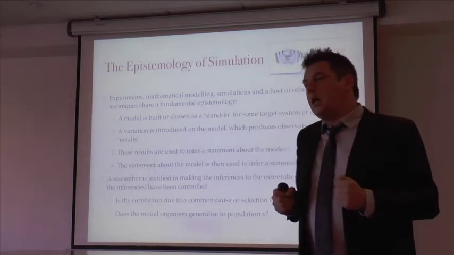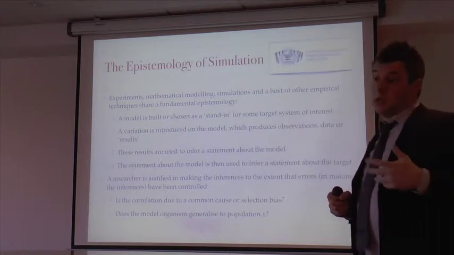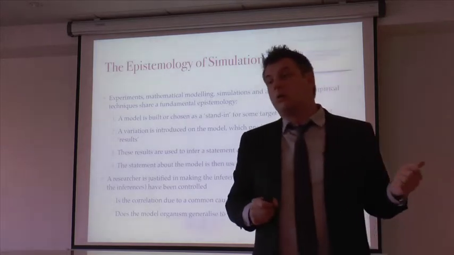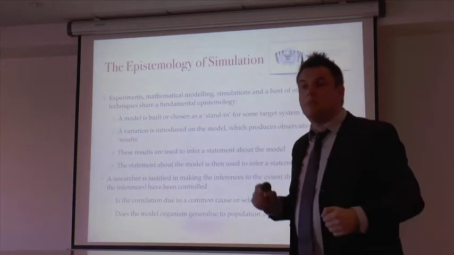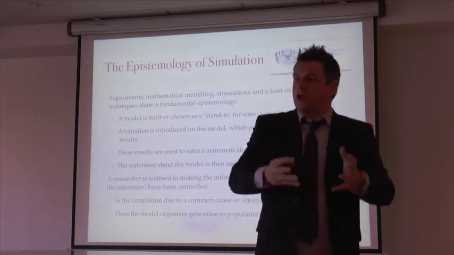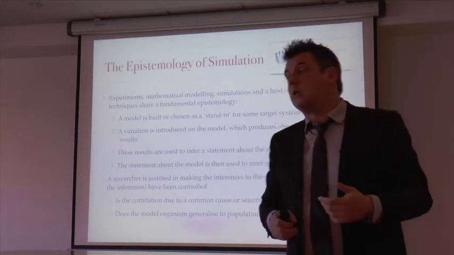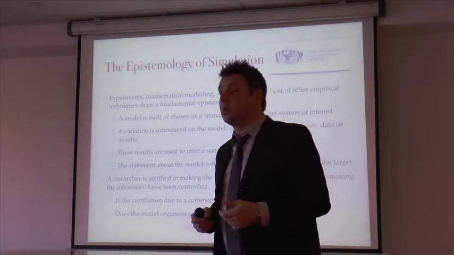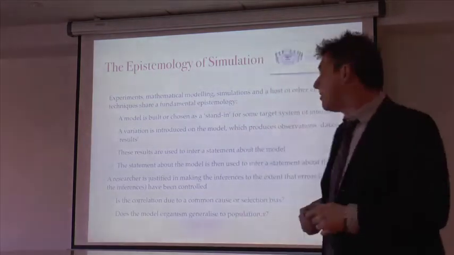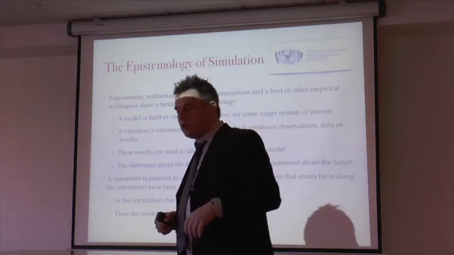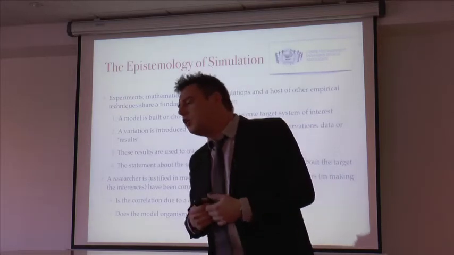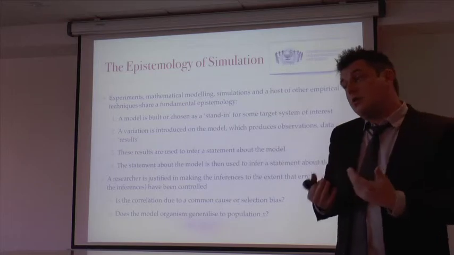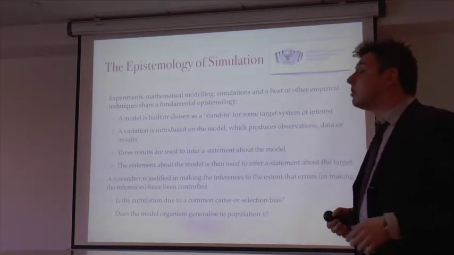In the first step, a model is either chosen, if it's natural, or it's built as a stand-in for some system of interest. So, you don't really want to experiment too much on humans if you're a biomedical researcher, and so what you choose is some model organism, fish or rats or whatever, which you think represents certain aspects of human biology very well. So you choose a model or build a model as a stand-in for your system of interest. Secondly, you introduce some variation on the model, which produces some data set. And then you use these data in order to make an inference about some property or characteristic of the model, which then in turn you use to draw an inference about your original system of interest.